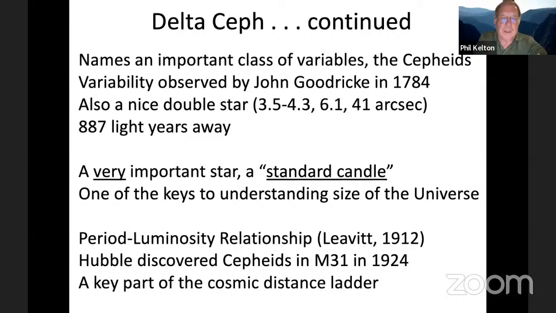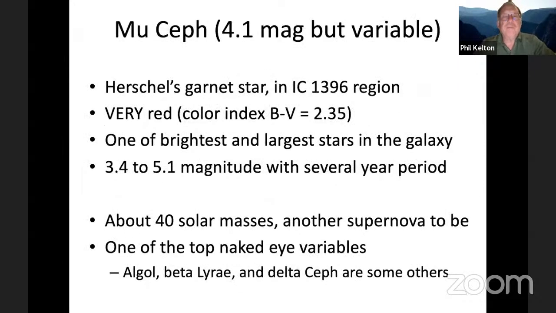And of course, Hubble discovered Cepheids in Messier 31, the Andromeda galaxy, back in 1924. By determining its distance, this is how he determined that the Andromeda galaxy was a separate galaxy outside our Milky Way galaxy. The cosmic distance ladder determines distances in the universe by an increasingly further away set of methods, and Cepheids are a key part of that distance ladder.